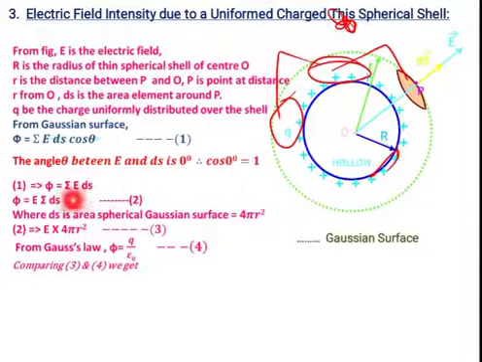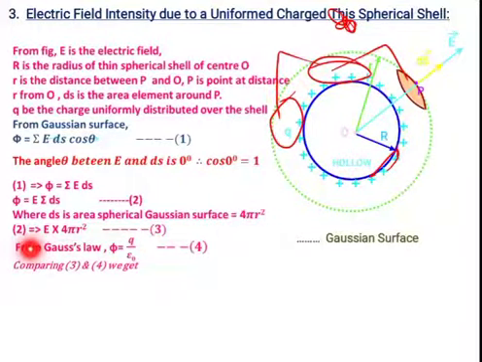Next, if we substitute the value of cos 0, how much will we get? 1. From equation 1, phi is equal to E ds. If I take E outside, then phi is E times summation of ds. Call it equation number 2, where ds is the area of the spherical Gaussian surface. The formula for the surface area of a sphere is 4 pi r square.